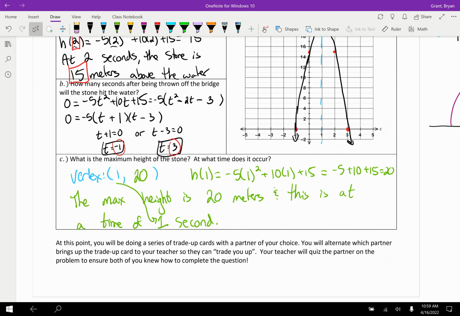Your teacher's going to quickly check that card to make sure it's good, and then they're going to trade you up. They're going to hand you the next card. There's a series of 4 trade-up cards here, and your goal is to be really the first one done, but definitely get it done by the end of class.